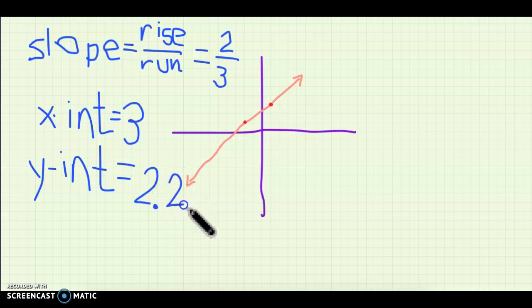And I made a mistake. Can anybody catch the mistake? Right here, this is not x equals 3. It's x equals -3. So Miss McKinney's going to correct your mistake just like I let you do. All right? So our x-intercept is -3, and our y-intercept is about positive 2.2. You can put that in a mixed number if that makes you more comfortable, but we're just giving an estimate.